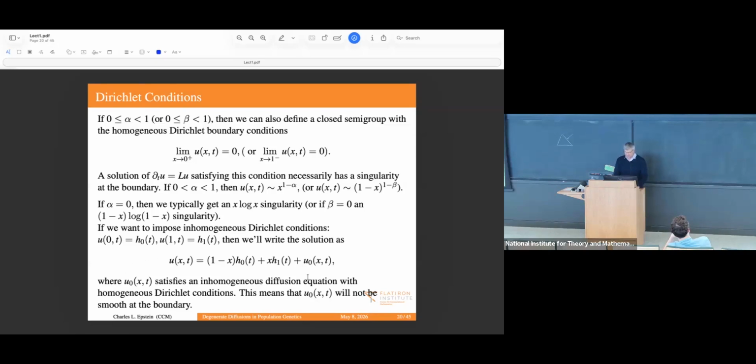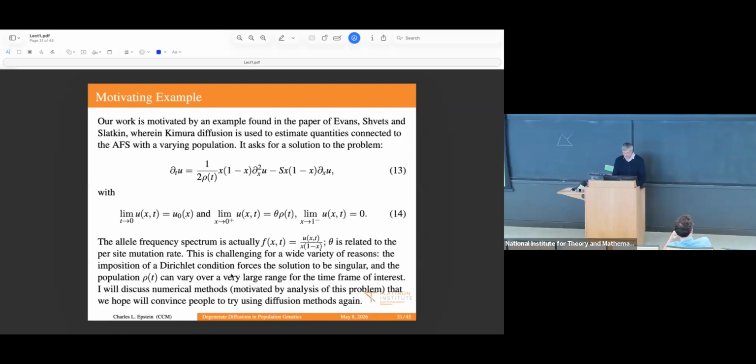So then what we do is we write the solution in that form, 1 minus x times h0 of t plus x times h1 plus u0, where u0 is now a solution of an inhomogeneous diffusion equation. So there's a right-hand side in the PDE, but it has homogeneous Dirichlet condition. Now, what this means, again, is that u is not going to be smooth at the boundary. You're going to have singularities at the boundary. If you want to specify the boundary behavior, you have to pay the price.